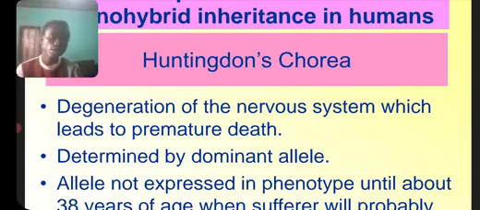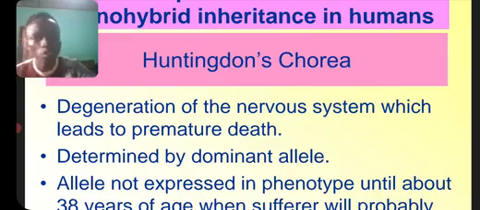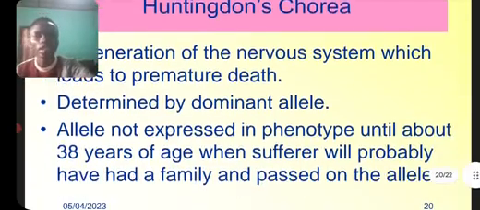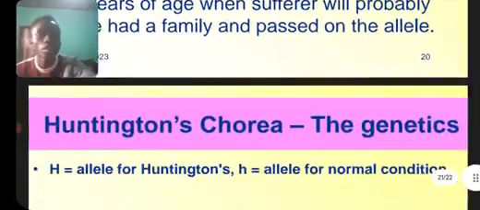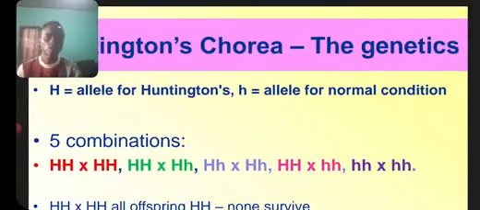But the good news is that you won't see its effects until you are in the mid-30s. I don't know whether it's good news or bad news, but it's determined by a dominant allele, and the allele is not expressed phenotypically until you're about 38 years of age, when the sufferer probably has had a family or passed on the allele. So we're going to look at the genetics of Huntington's chorea. The capital H represents the allele for Huntington's chorea, and the lowercase h represents the allele for a normal condition.